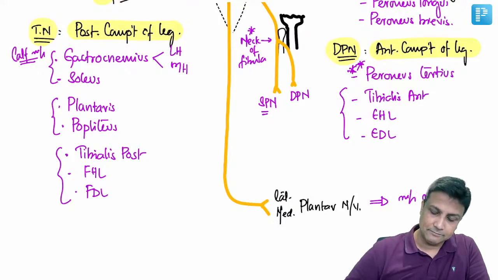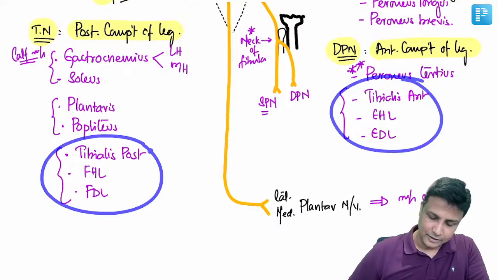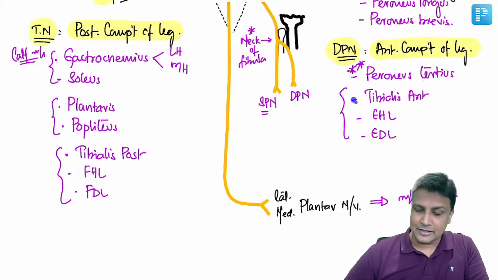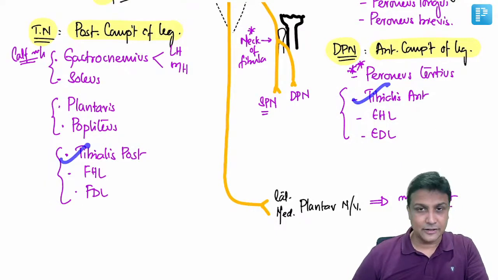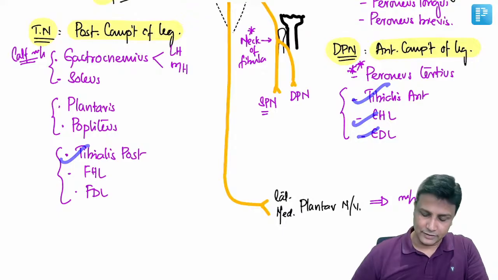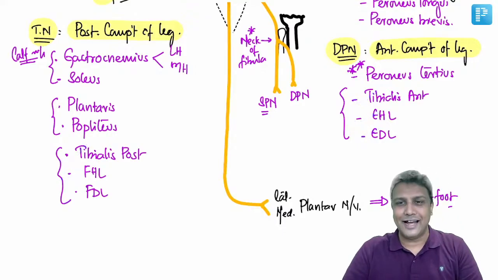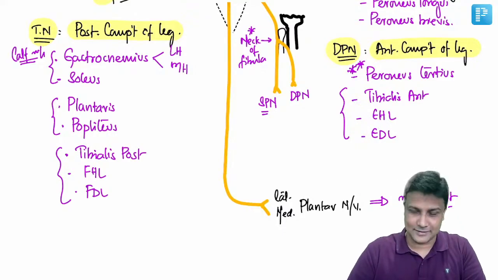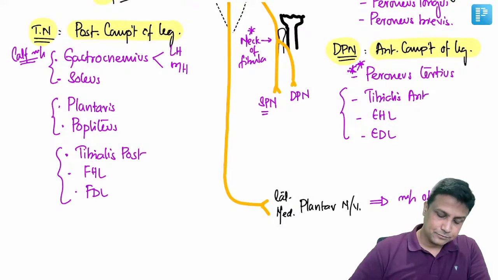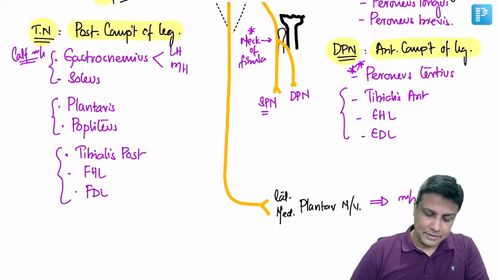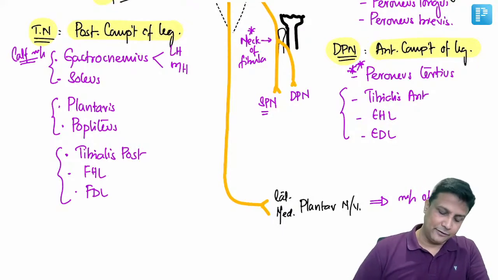You can compare the anterior compartment with the posterior compartment here. There will be tibialis anterior here, so there will be tibialis posterior here. Here there will be extensors, so obviously here there will be flexors: flexor hallucis longus and flexor digitorum longus. Done. Now, after learning about all the muscles here, let me tell you the MCQs here, my dear friend.